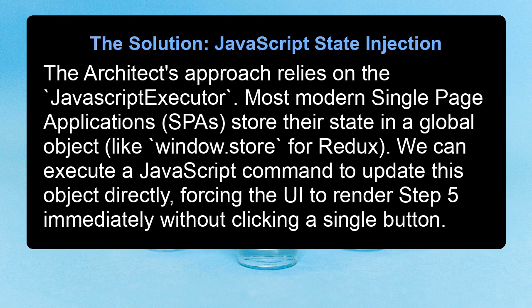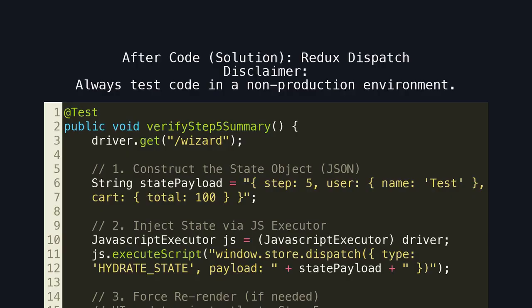The solution: JavaScript state injection. The architect's approach relies on the JavaScript executor. Most modern single-page applications, SPA, store their state in a global object, like window.store for Redux. We can execute a JavaScript command to update this object directly, forcing the UI to render step 5 immediately without clicking a single button. After code solution, Redux dispatch.